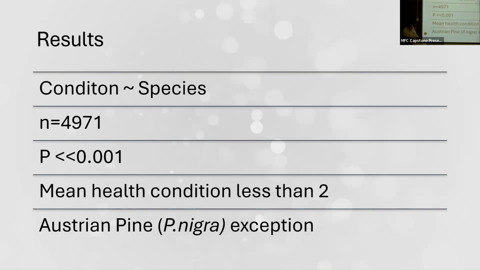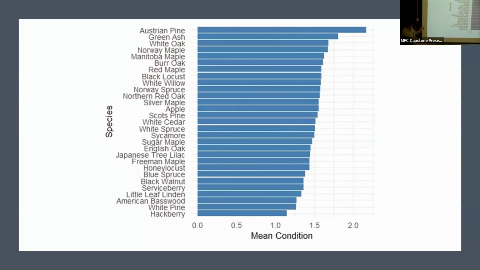So yeah, anyway, these results were statistically significant, with P being far less than 0.001. And while there were some differences, all trees were in pretty much good health condition, except for Austrian pine, which I attributed to a smaller sample size. There were only like 30 or 40 Austrian pines in the inventory. There's green ash, which also did slightly worse, but that was expected due to emerald ash borer. I couldn't fit every single tree species on the graph, so I just included those with more than 30 individuals in the inventory.